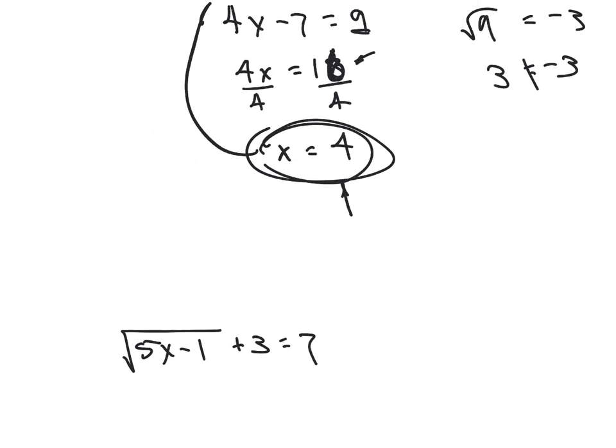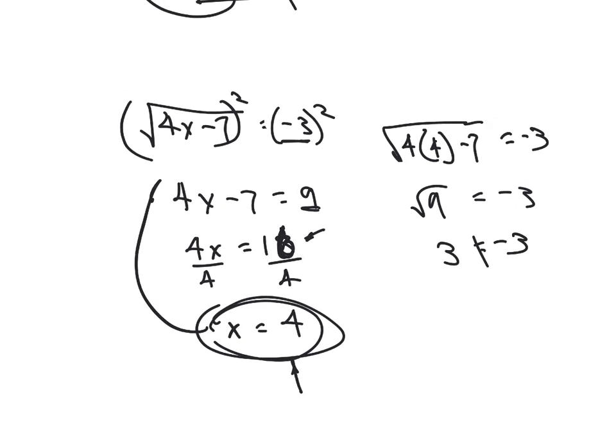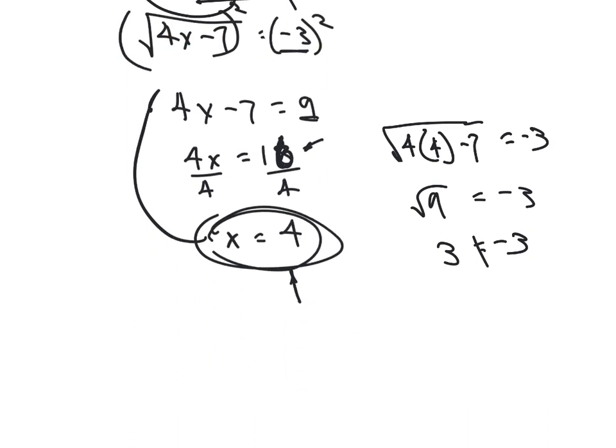So 5x minus 1 square root plus 3 equals 7. Now we have to isolate the radical. So remember on these other ones, before there was a squared or anything on here, it didn't have anything else on this left-hand side except the radical. Now look at this next one we're doing.